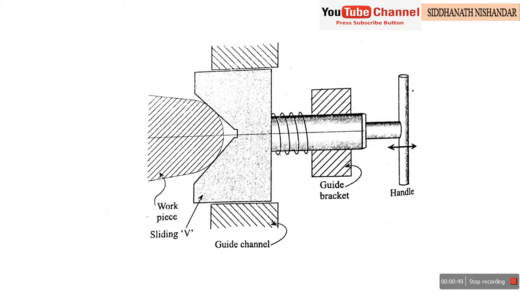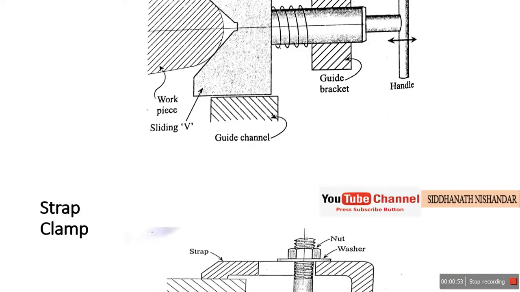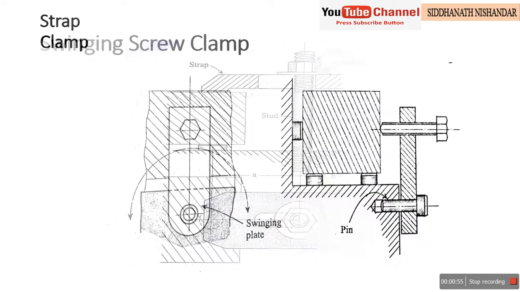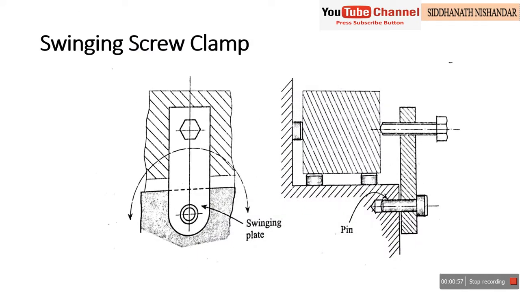Before starting the numerical, we go through the different types of clamps. There's a V clamp, an adjustable V clamp, a strap clamp, and a swinging screw clamp. Mostly we prefer this type of clamp for drawing, so we can easily draw the number of views: front view, top view, side view. We hardly practice more than 2 to 3 clamps, and you can use those repeatedly.